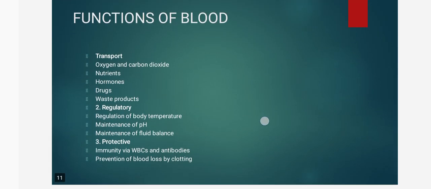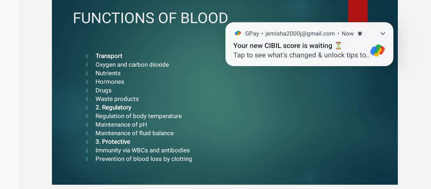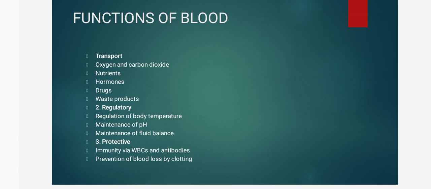Next, functions of blood. The functions of blood can be broadly classified into three major categories: transport, regulation, and protection. First, transport. Blood transports oxygen, carbon dioxide, nutrients, hormones, enzymes, drugs, and waste products throughout the body. Regulatory functions. Blood helps in regulating body temperature, acid-base balance, pH balance, and fluid and electrolyte balance. Blood protects the body by providing immunity through white blood cells and antibodies, and preventing blood loss through blood clotting by platelets and clotting factors.